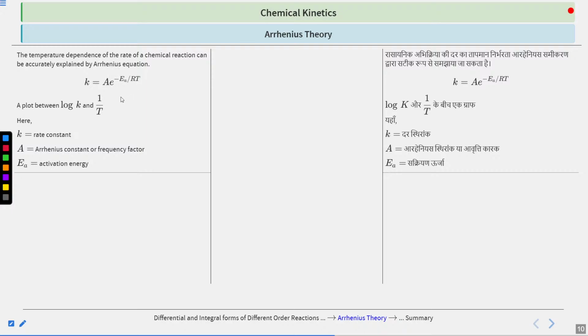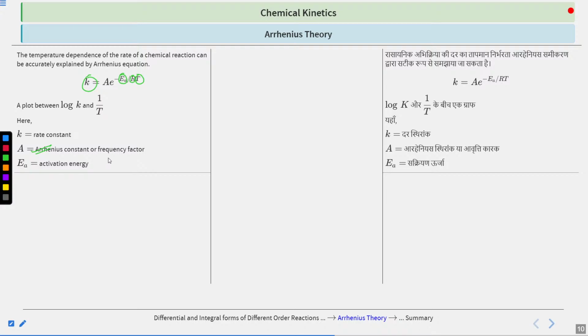Now, what is A? A is the Arrhenius constant or the frequency factor. Ea is the activation energy, R is the gas constant, T is the temperature, and k is the rate constant of the rate law. This is the equation that is very important for solving numericals, and A is also sometimes called the pre-exponential factor.